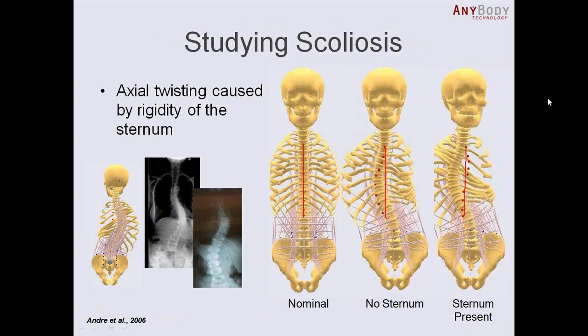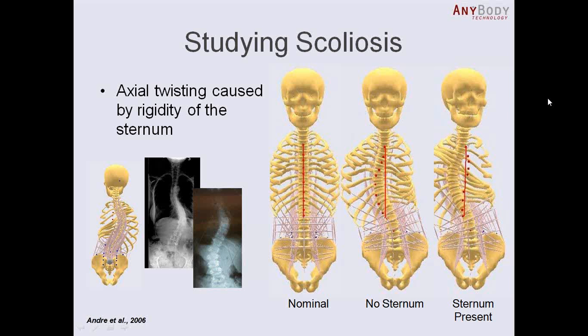In another biomechanical study, Andre and colleagues used AnyBody to investigate the behavior of the scoliotic spine. And I've taken an excerpt from their results that I thought you would appreciate because I found it particularly intuitive. I'll be referring to the three skeletal images on the right part of the slide. By varying boundary conditions, they were able to achieve a better understanding of why scoliosis patients typically exhibit axial twisting of the spine together with the characteristic coronal plane curvature.